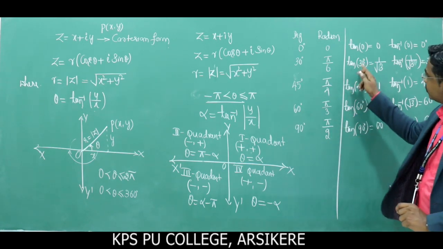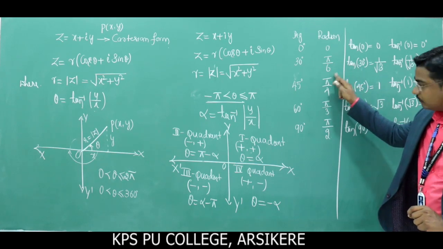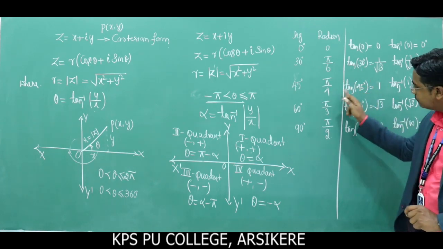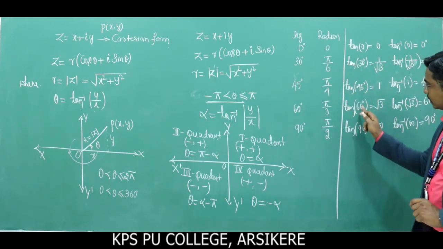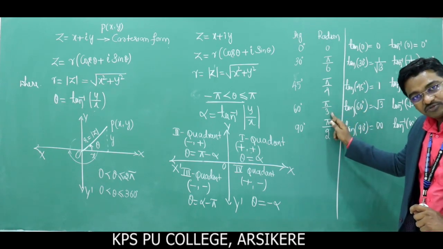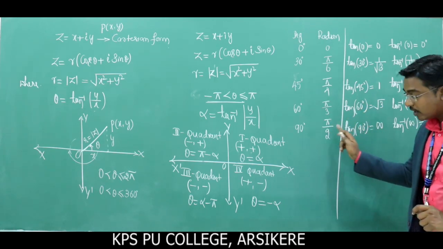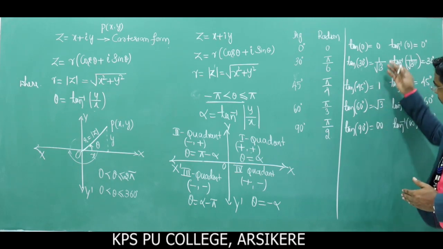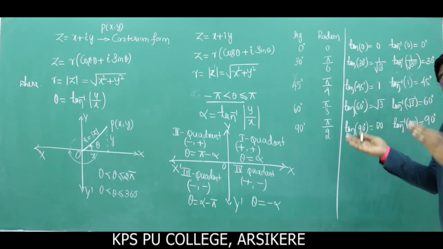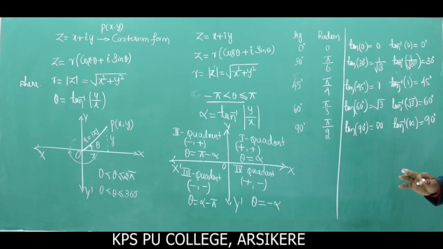Understood, children? So in place of 30 degree, you can write pi by 6, and we get the same value. In case of 45, even if you write pi by 4, we get 1. In case of 60 degree, we can substitute pi by 3. In case of 90 degree, we can substitute pi by 2. We get these values, and the corresponding inverse. In the inverse, we substitute the value, and we get angles.